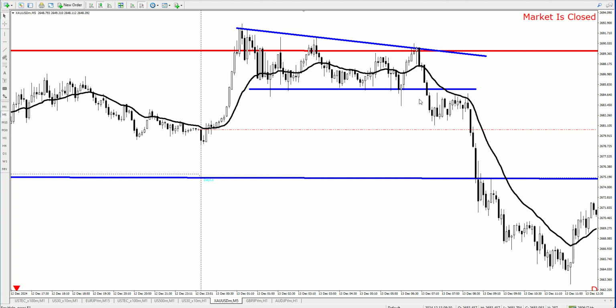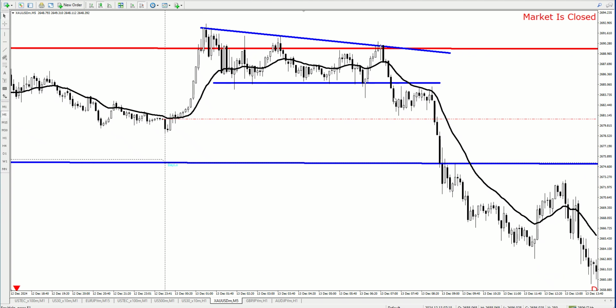Gold is a stop hunter. It's a professional stop hunter. You see, they break out. What do I call this?